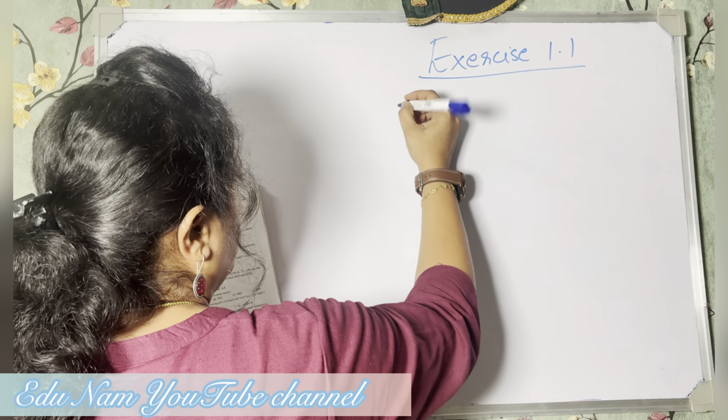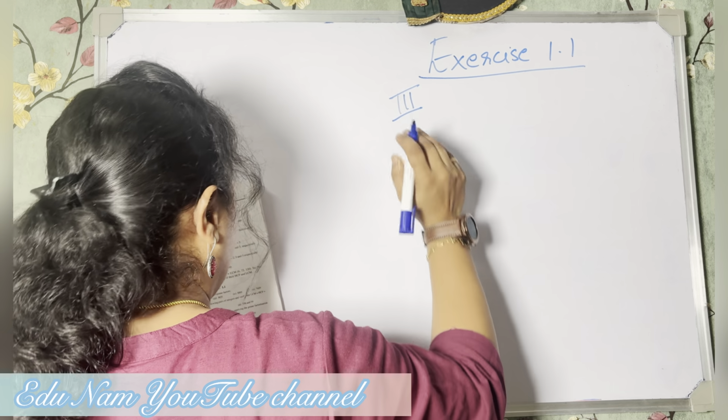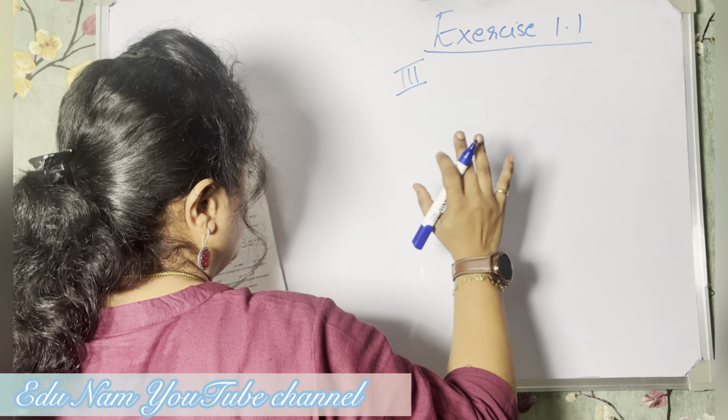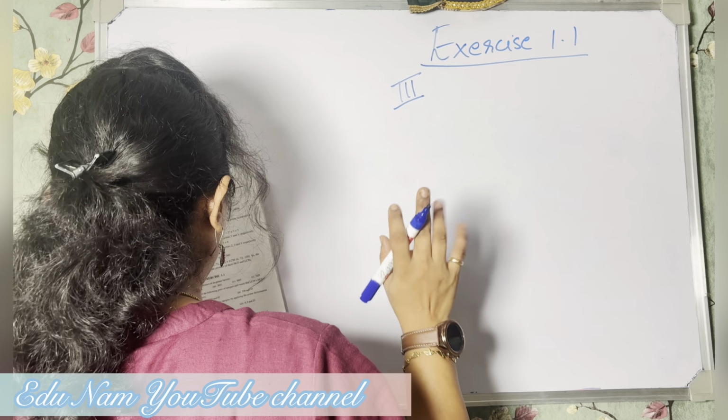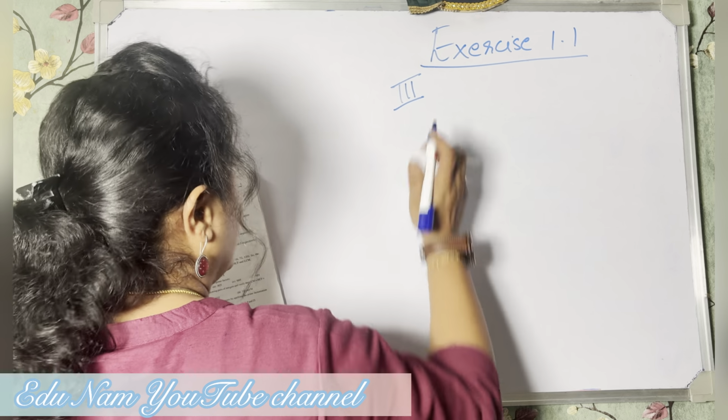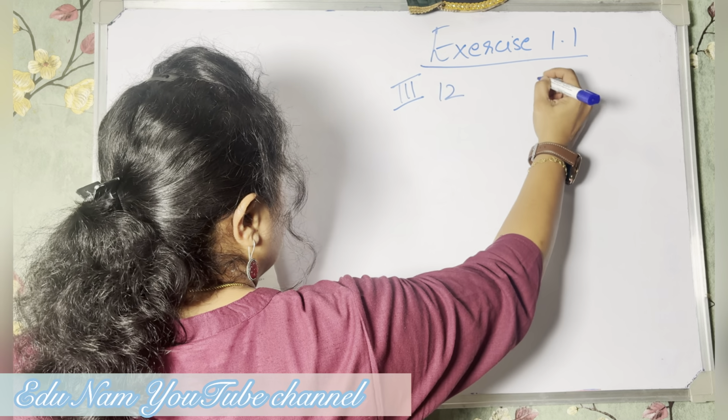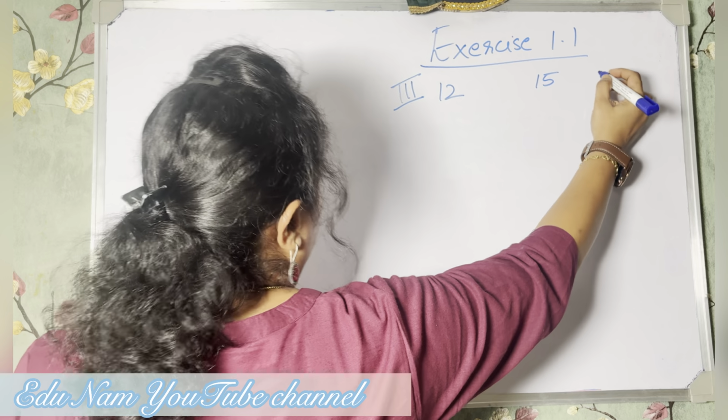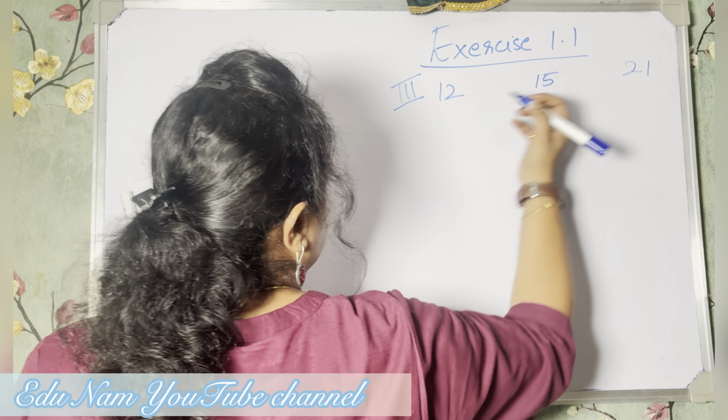Let's go for the third main. In the third main, we are going to find the LCM and HCF only, as we did in the second main. But the twist is, here there are three numbers. So the same procedure we are going to follow when there are three numbers also. So come, let's learn how to do this.